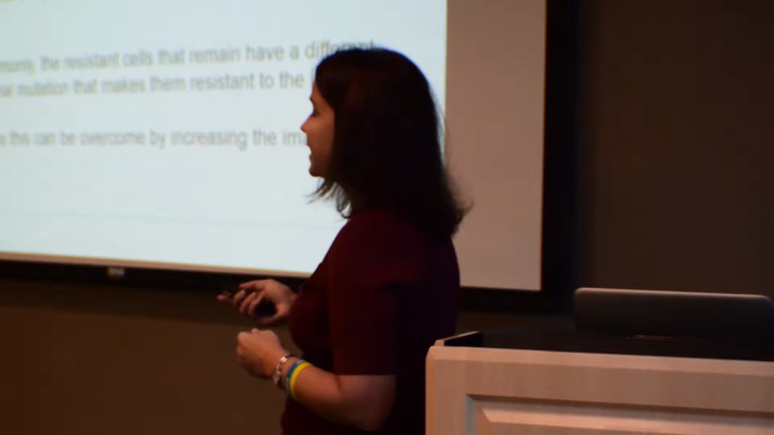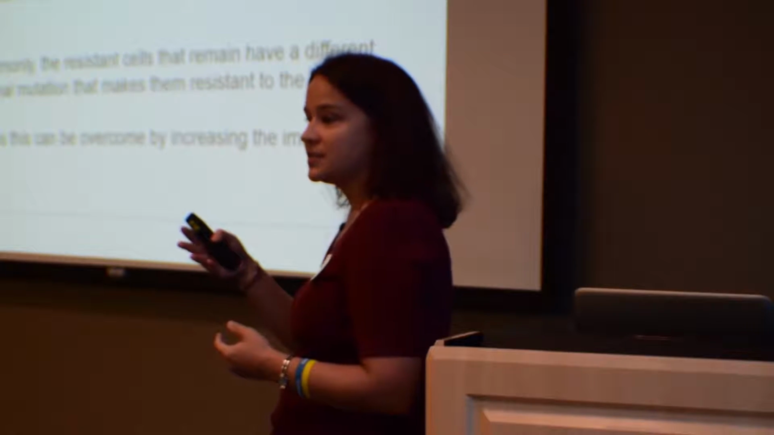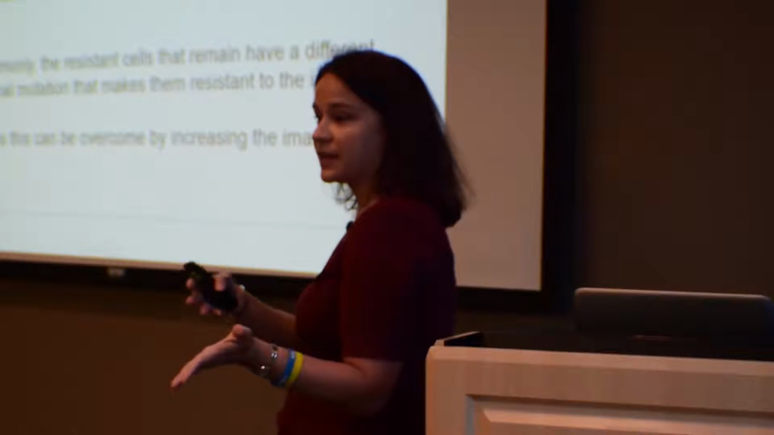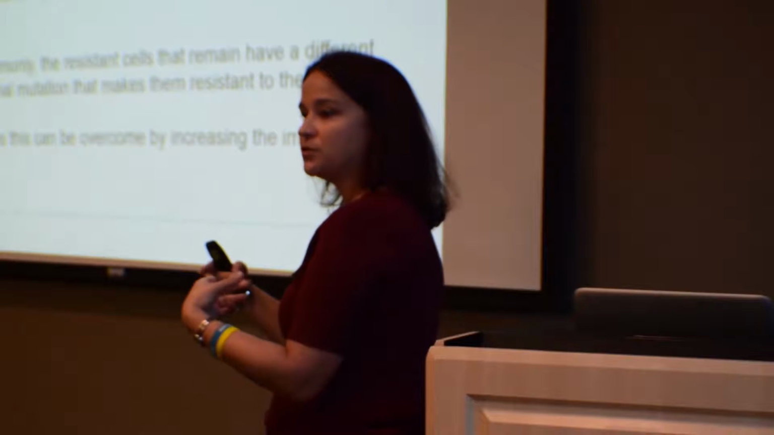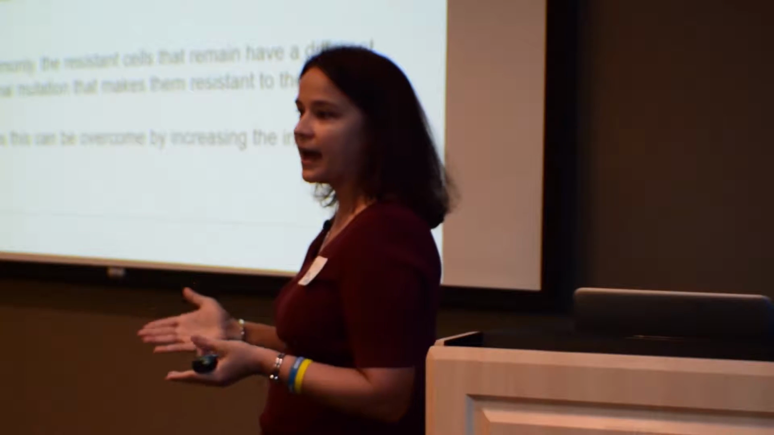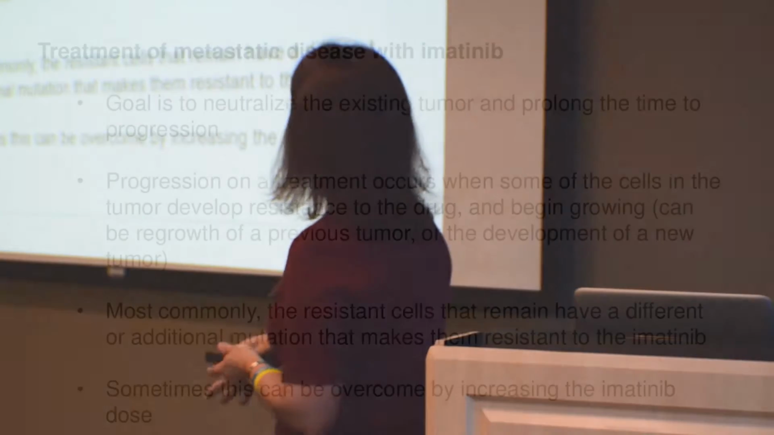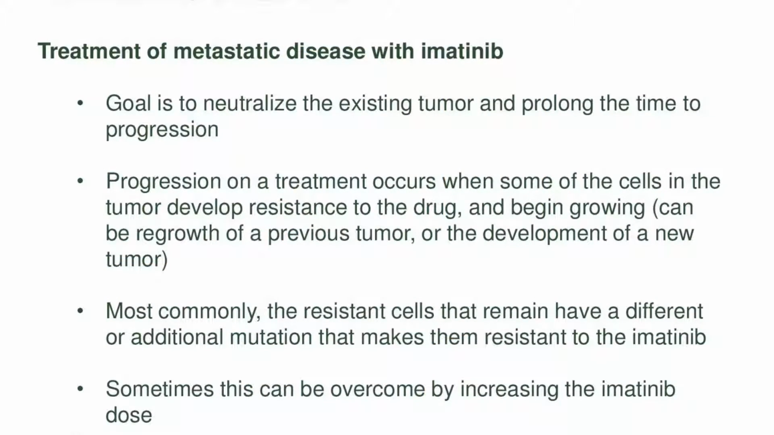What we know is that, unfortunately, most GISTs, even though they're sensitive to Gleevec to begin with, will ultimately develop another mistake, another mutation, and figure out a way to outsmart the Gleevec. And so we have to try to keep this slowed down as long as we can, and that's why we tell people with metastatic disease to stay on the Gleevec continuously until it stops working. And I'll show you some information about that.